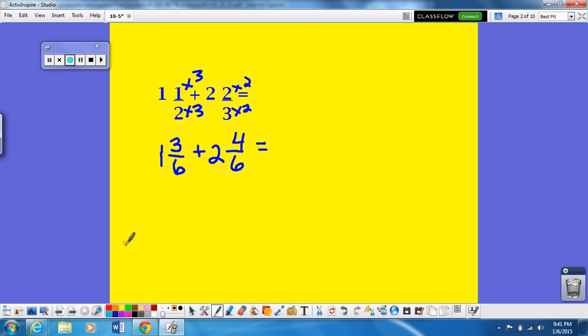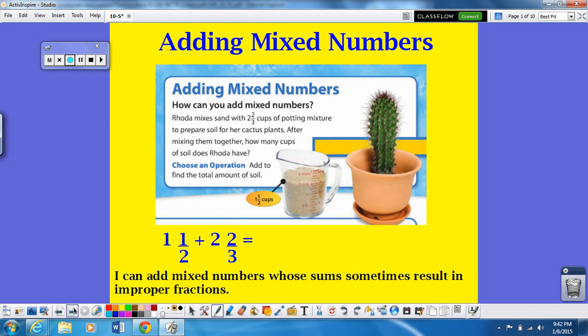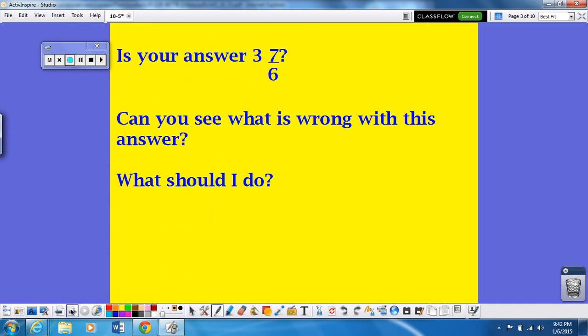All right, so now we have two mixed numbers whose fraction portions have like denominators, so we can add them. So let's add our whole numbers first. 1 plus 2 is 3. 3/6 plus 4/6 equals 7/6. Okay, remember our denominators stay the same, and we just add the 3 plus 4. So the answer is 3 and 7/6. And that is what we got.